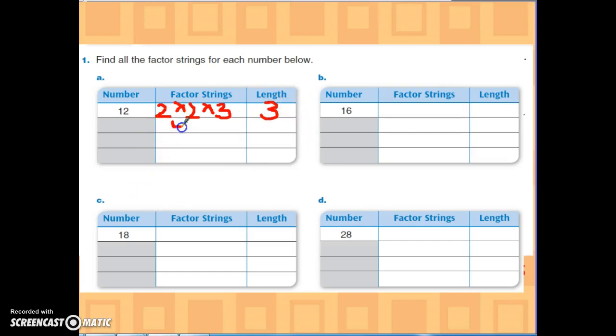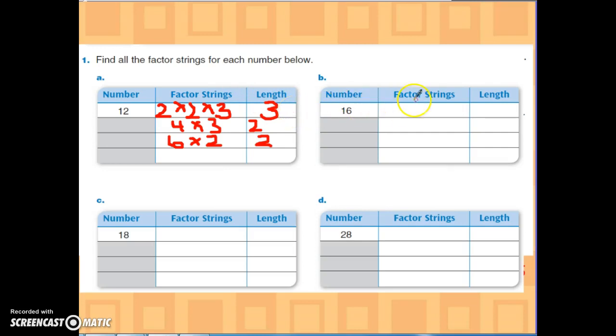I could also do 4 times 3 equals 12. I can just have 2 factors. And then the length would be 2. I could do 6 times 2, which is 12. And again, the length would be 2. But if we remember with our factor strings, this longest factor string that has only prime numbers, because 2 and 2 and 3 are all prime, that one is going to be our prime factorization.